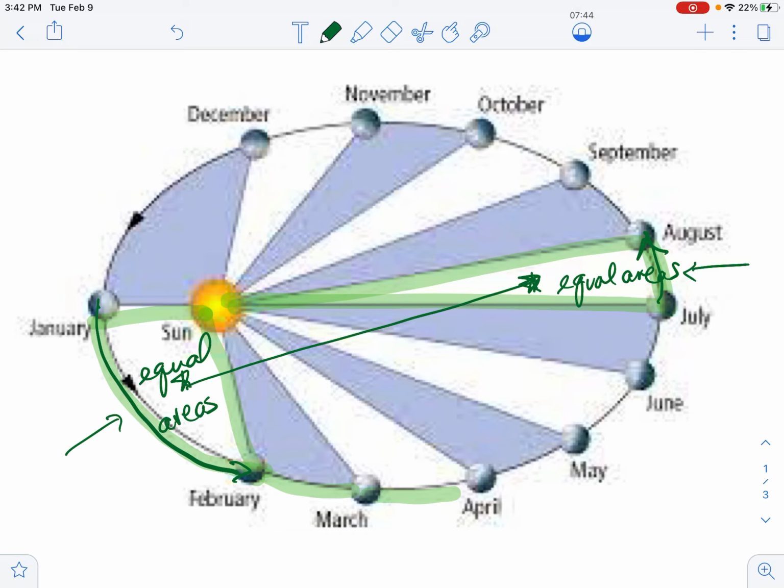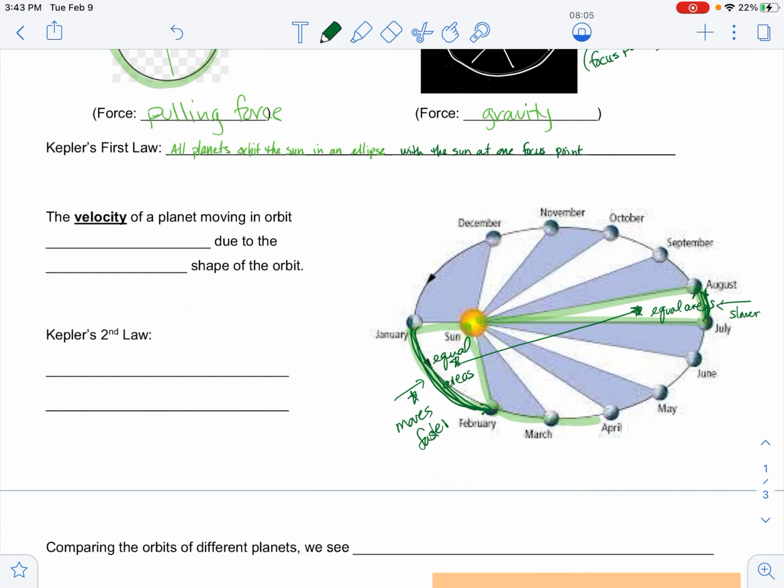What's the practical application of that? The practical application of that is that when the planet is over here closer to the sun, it moves faster. Right? It's got to cover all this distance in the same time. Over here, it covers only this much. So over here, it moves slower when it's further away from the sun. All right? So Kepler's second law has to do with velocity.